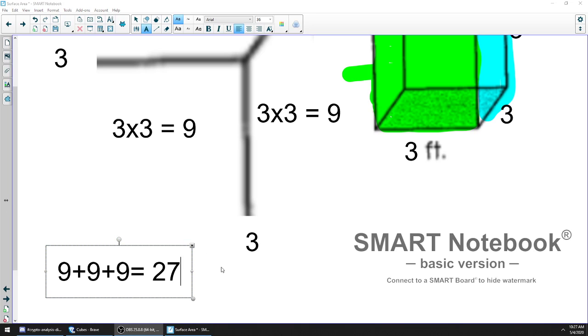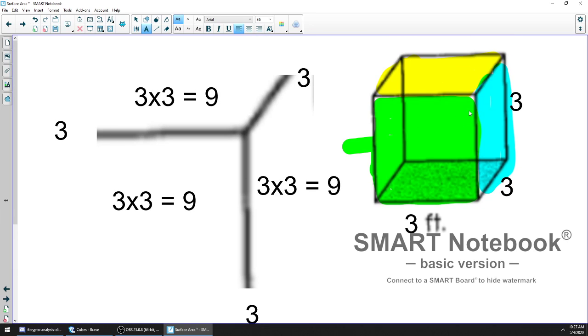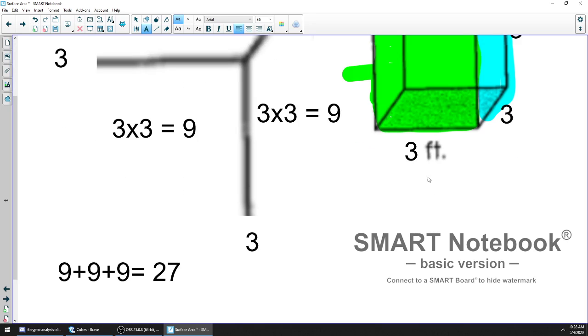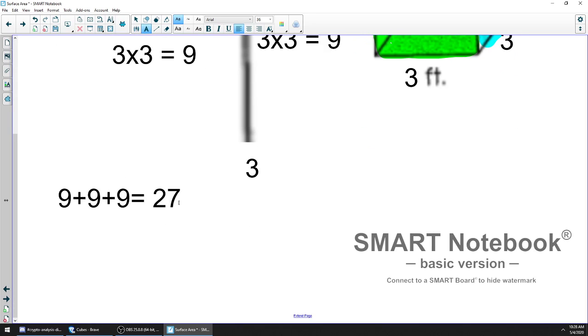So I got 3 out of the 6 sides. But we know that we should double it, because the front is the same as the back, right is the same as the left, and top is the same as the bottom. So I can just double it. Let's see what happens when I double it.